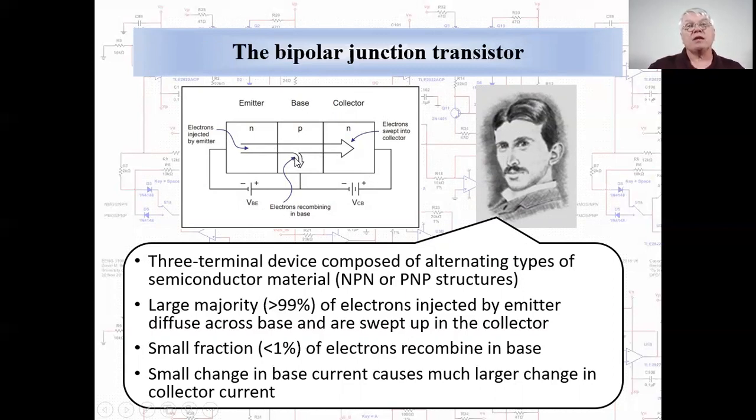Now let's change VBE to give a base current of 20 microamps. The collector current is still 99 times larger, but now that means 1.98 milliamperes. So a change of 10 microamperes in the base current results in a change of 990 microamperes in the collector current. The BJT acts like a current-controlled current source, and it's capable of amplification. But since changing the base current requires a change in the base emitter voltage, we can also speak of the BJT as possessing transconductance. A change in the base emitter voltage produces a change in the collector current.